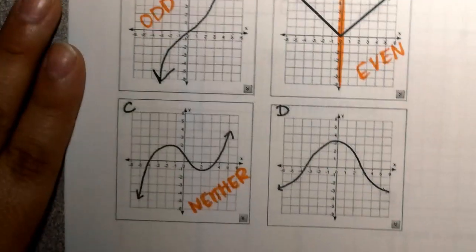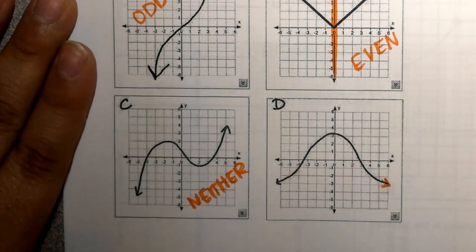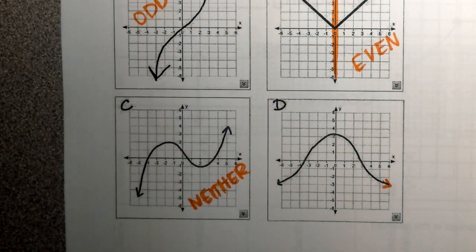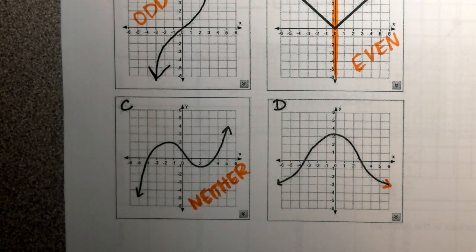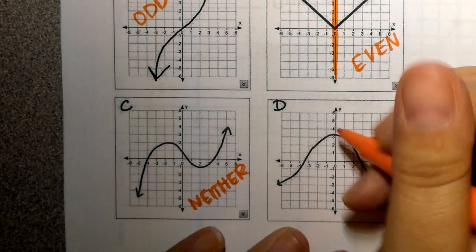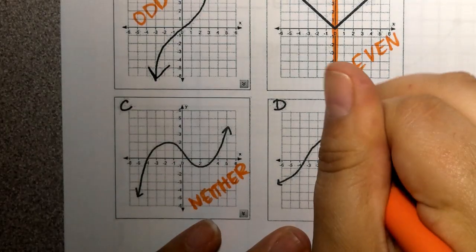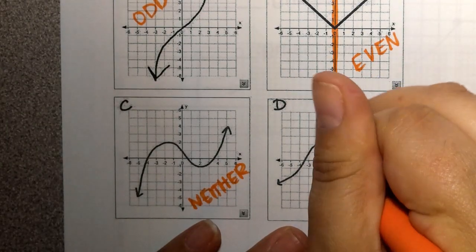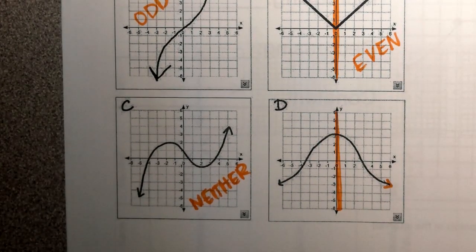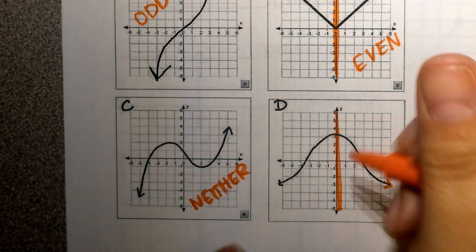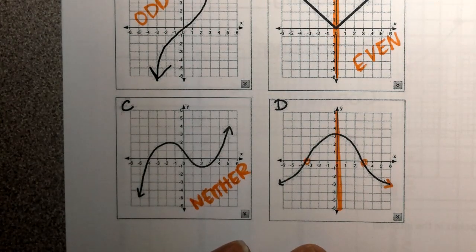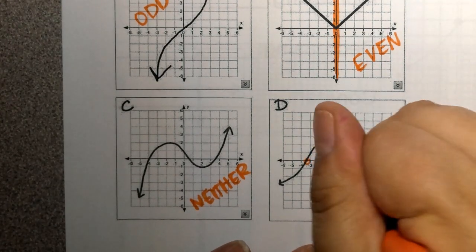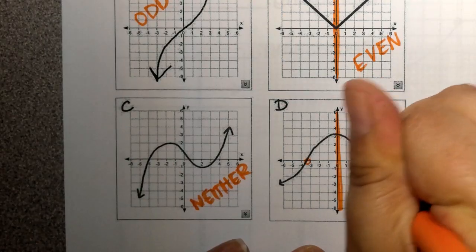What about D? Add an arrow right here. I got two different answers, first and sixth period. Even, odd, or neither? Even. That is not what I got. It's what I got at 7 a.m., but not what I got at 1 o'clock. Why is this not even? Do they intersect at exactly the same spot? No. So, this is neither.